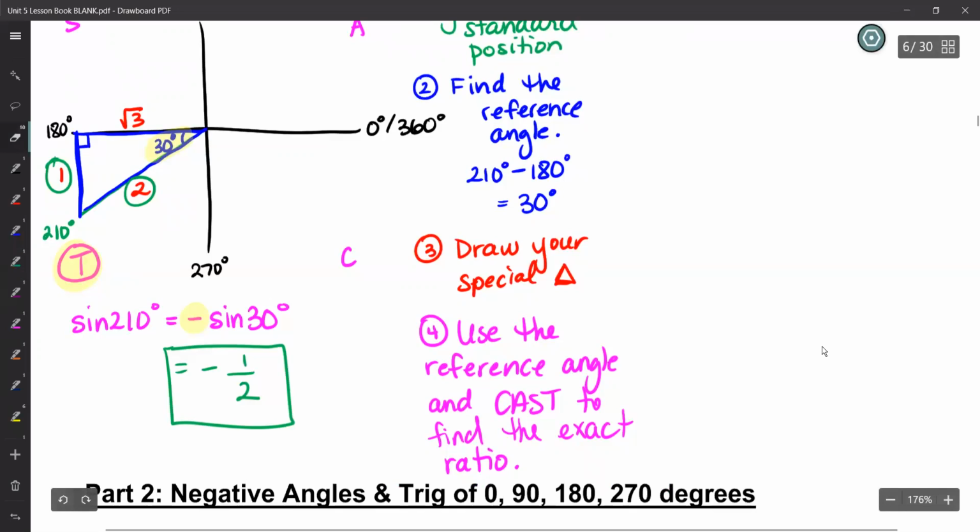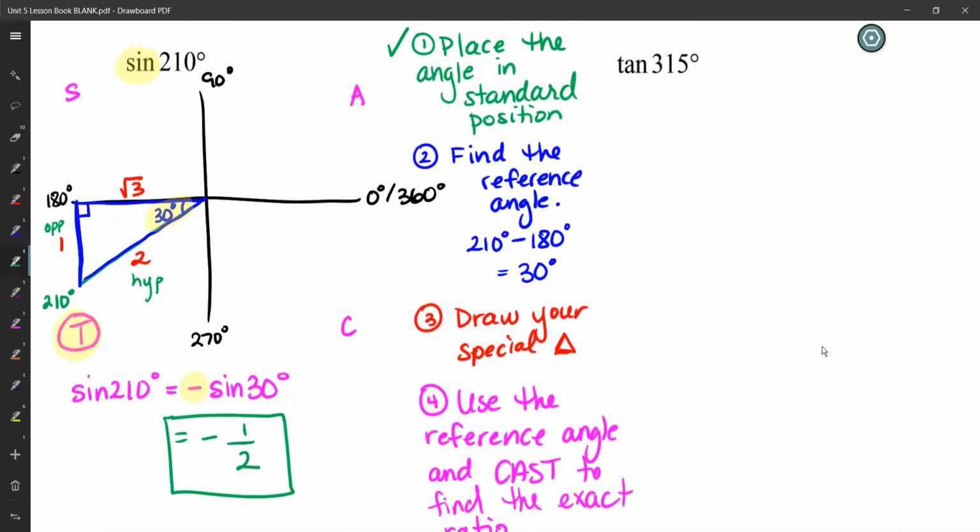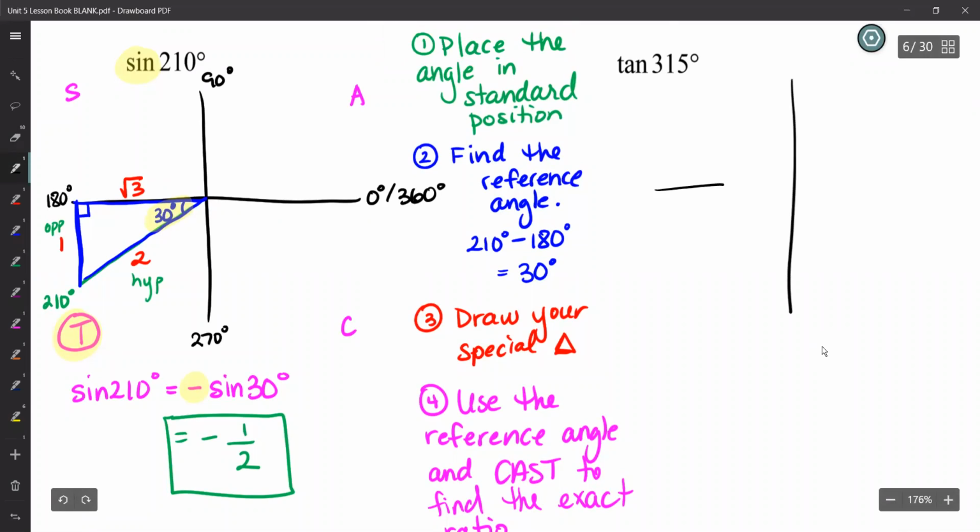Okay, so this will take a little bit of practice to sort of get used to. So we're going to try another one here, following along with these steps here. Okay, so tan of 315. So we are going to place 315 in the appropriate area.